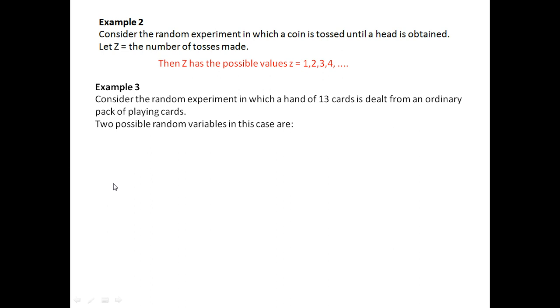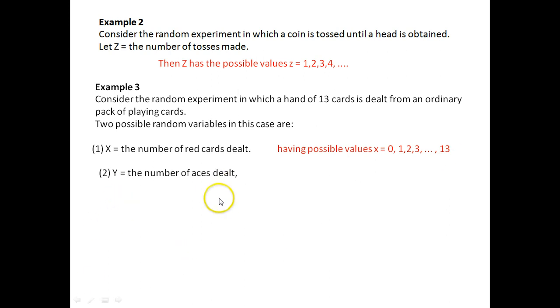Example 3. Consider the random experiment in which a hand of 13 cards is dealt from an ordinary pack of playing cards. So out of 52 cards, we have dealt a hand of 13 cards. Two possible random variables in this case are the number of red cards dealt, so we'd have no red cards up to 13, and the number of aces dealt, so that would have 0, 1, 2, 3 and 4.